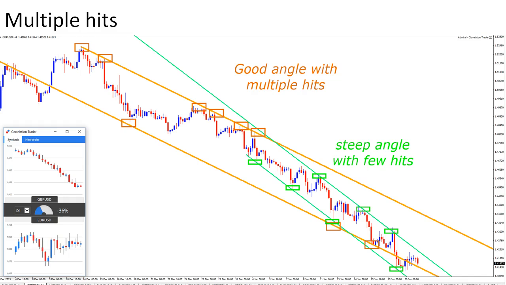And when I'm measuring that angle, then I'm talking about a chart that is showing roughly 150, 200 candles, not a chart that is only showing 20 candles, because then we're zoomed in way too much.